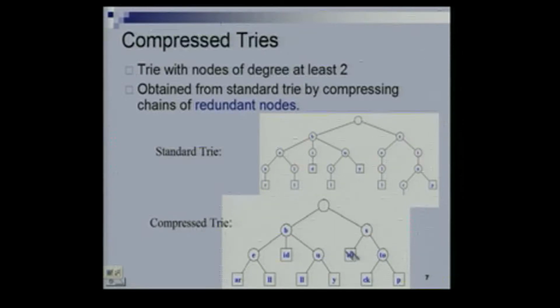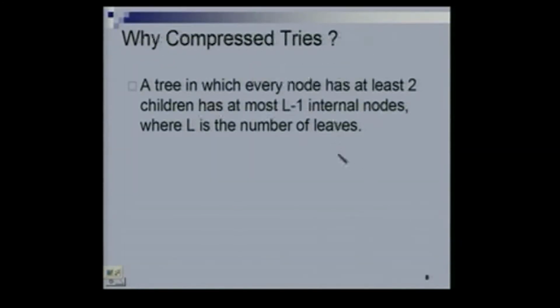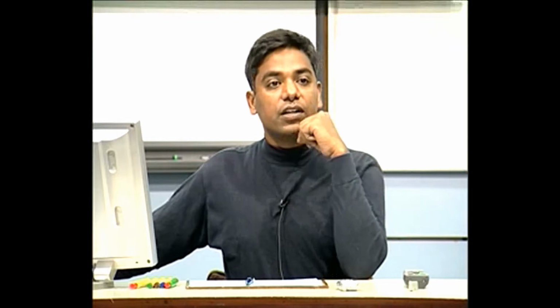What is the number of nodes here now? Nodes first, then we'll worry about the labels later. This is a fact which you will prove for yourself. It's very simple. Suppose I have a tree which has L leaves in it, and every internal node of the tree has at least 2 children. Then the number of internal nodes cannot be more than L minus 1.